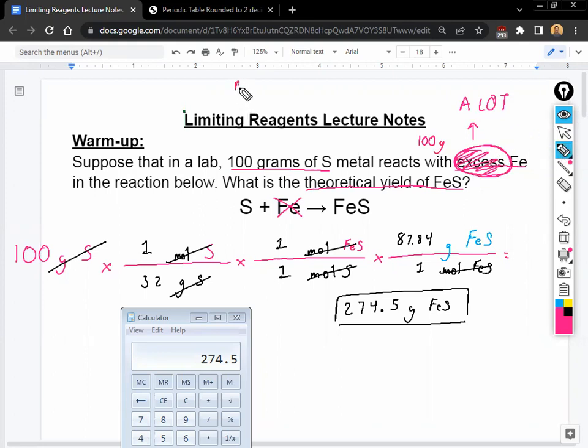So going forward, we're going to have no more excess. Okay, instead, we are going to have a number associated with both chemicals. So we can't just ignore one of them anymore. Instead, we're going to have 100 grams or a number for one of them and a number for the other one. And then that's going to determine how we approach the problem. Okay, make sense? Concept-wise? Okay, that's what limiting reagents are.